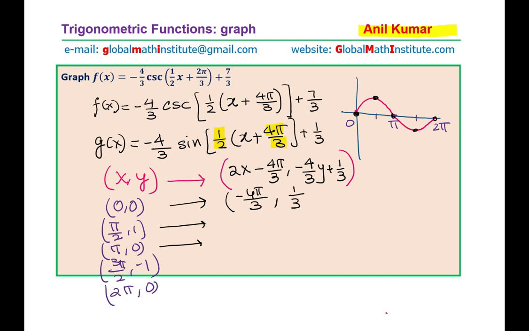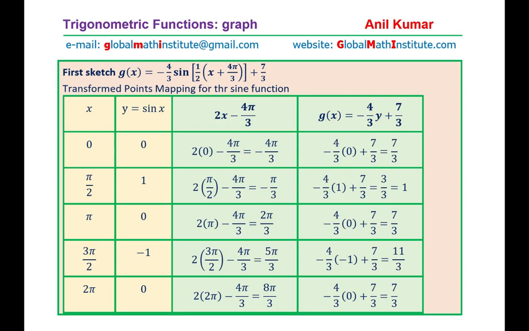So for you, we have done the calculations. Here is the table of values. As you can see, the five critical points have been taken for sin x, which are 0, 0, pi by 2, 1, pi, 0, 3 pi by 2, minus 1, 2 pi, 0. Correct. After applying this transformation to the function, these are the calculated values. So the graph actually begins with minus 4 pi by 3, which is to the left, and at that time the value is 7 over 3. So 7 over 3 is the axis now for the graph.